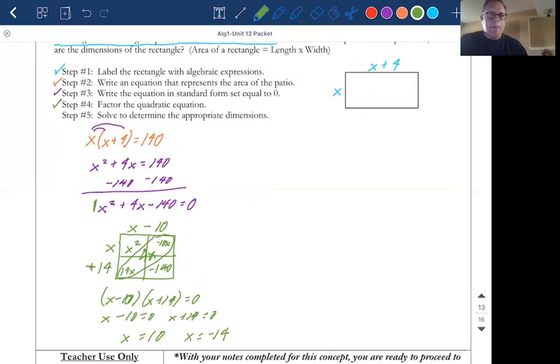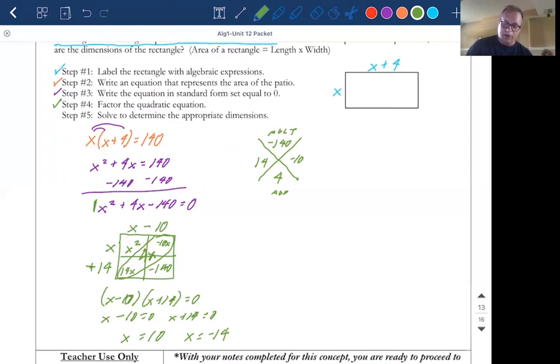Now let's look at the other way we can factor it using this x method, which we actually don't need because it's a 1, but I tell you what, if you're comfortable with it, it'll work every time for you. So my a would be 1, my c would be negative 140, and my middle term is 4. So I'm multiplying to negative 140 and adding up to 4. So 14 and negative 10.